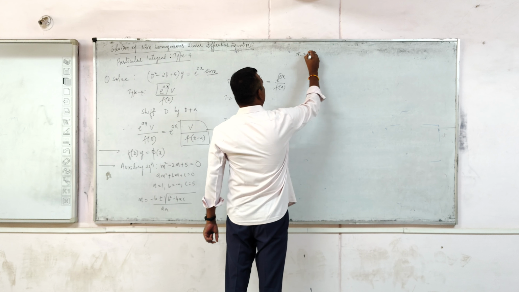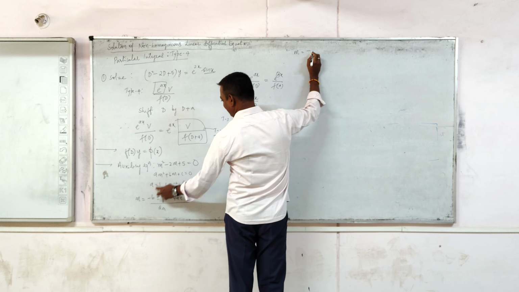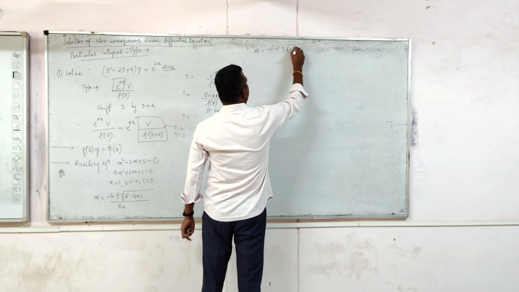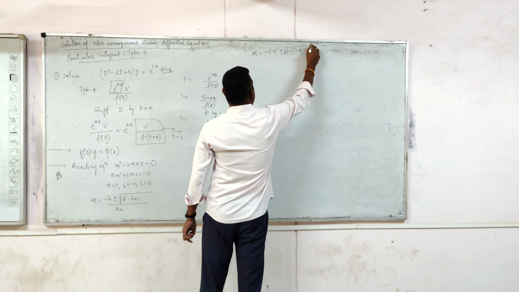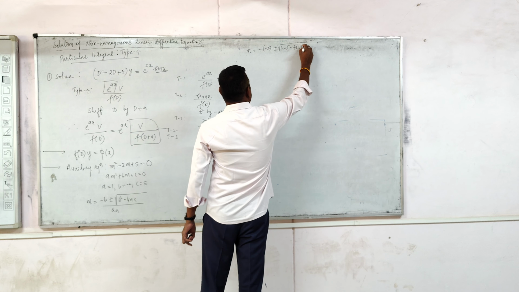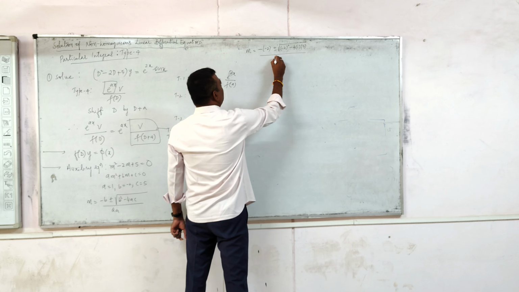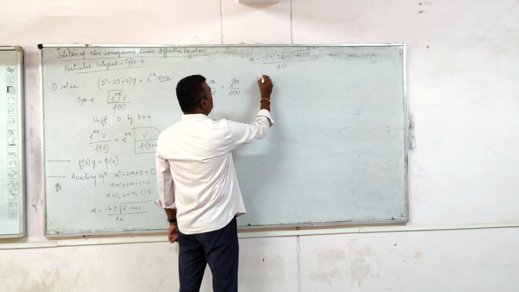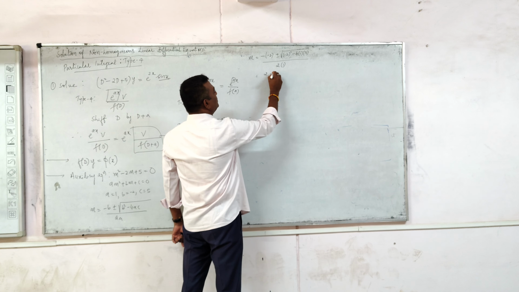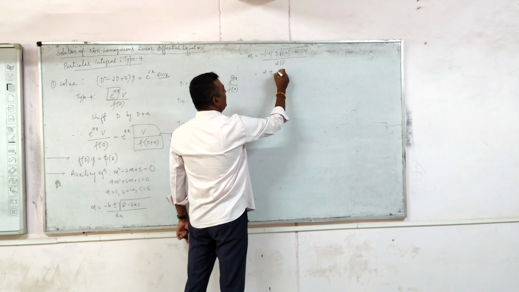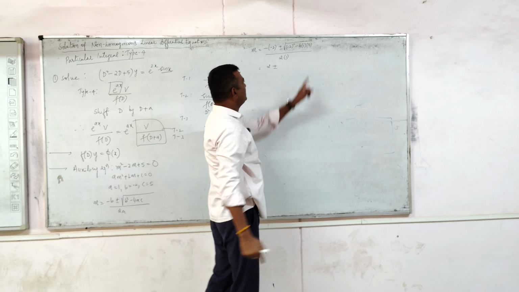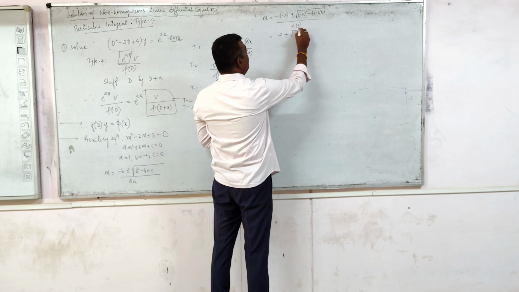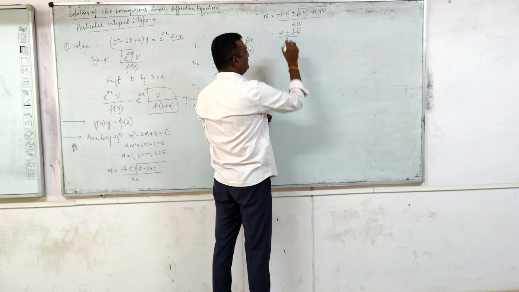m is equal to, what is minus b? Minus of b value, which is minus 2, therefore it is 2 plus or minus square root of minus 2 whole square minus 4 times a value 1, c value 5, divided by 2 times 1. Which is equal to 2 plus or minus 2 square is 4, 4 minus 4 times 5 is 4 minus 20, minus 16, square root of minus 16, divided by 2.